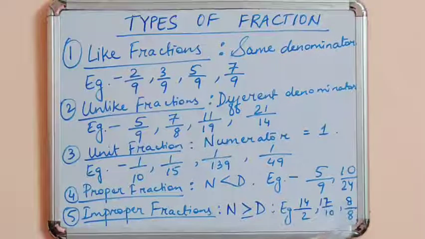Now look at this, 8 by 8. 8 by 8, so numerator is equal to the denominator. So in this case also, this is an improper fraction.